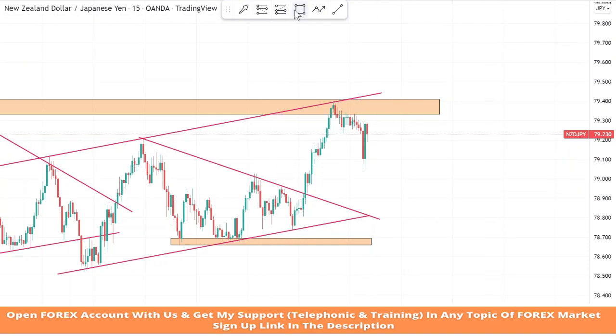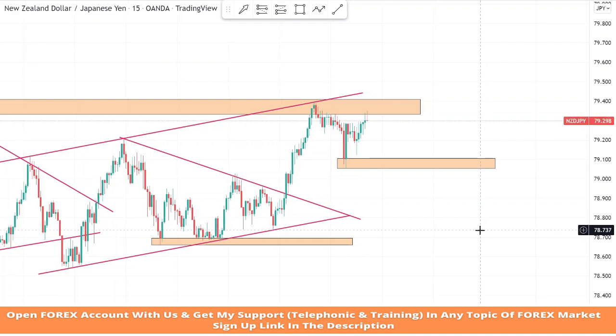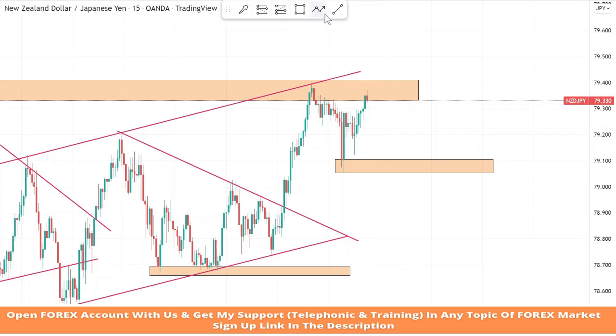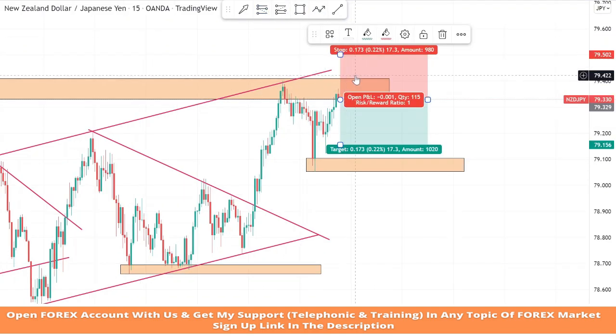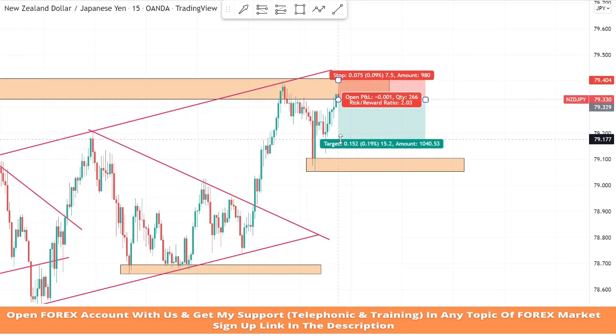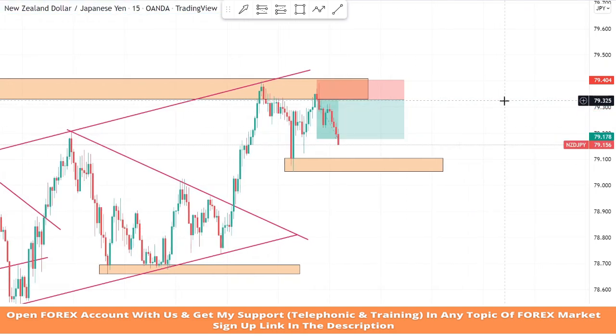We will make support zone and wait for market's rejection to take profitable trades. Again, we got a confirmation of sell trade from this zone. We will set stop loss at resistance area and risk to reward 1:2. And we won the trade.